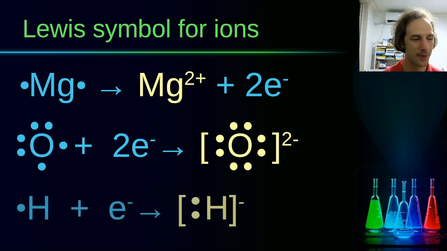And lastly, if hydrogen gains an electron and becomes a hydride ion, let's not forget that for hydrogen and helium, the first period of the periodic table, actually the fully filled electron shell only has 2 electrons. So here we can draw for the hydride ion these 2 electrons next to each other.